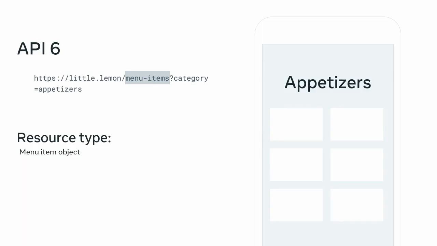This time, the customer wants to browse food items from a specific category, say appetizers. The app will add category appetizers. Notice that the endpoint is the same as the previous API, but it filters the output to only appetizers. For both cases, however, the resource is still menu item object.